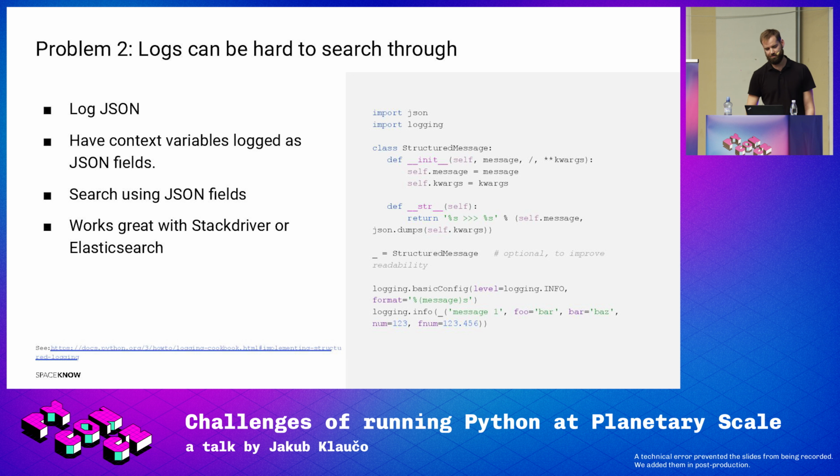The second issue is logs can be hard to search through. So you can do full text search over the request ID, but say you want to search what requests by two specific users. Text search might not be the best for your use case this way. So the great thing is in Python, you can log directly in JSON. And yet, again, the official Python logging cookbook has you covered and contains examples how to log as structured messages.